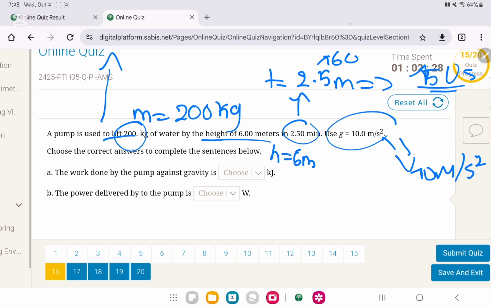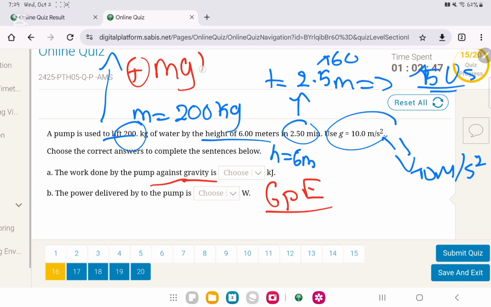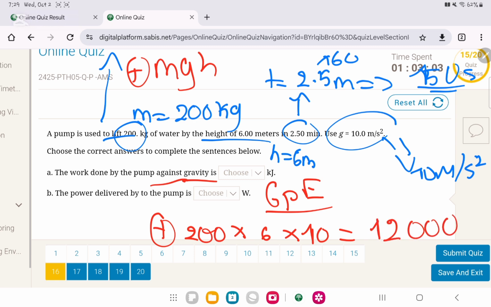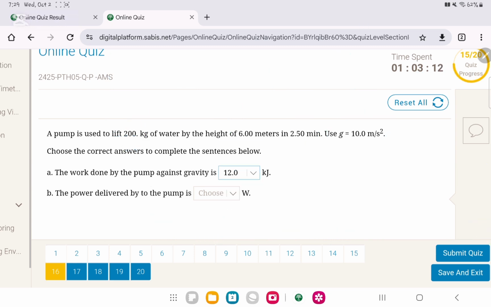Now the work done by the pump against gravity. They're not saying by gravity, they're saying against gravity. What is against gravity? The GPE. So they need the work done against gravity, so the work done by GPE. If it's going up, then the GPE is positive, so plus mgh. So it's gonna be plus mass, which is 200, times the height, which is 6, times g, which is 10. All in all, it's gonna be 12,000. If we divide it by 1,000 to make it kilojoules, it's gonna be 12 kilojoules. All right, that's for the first question.